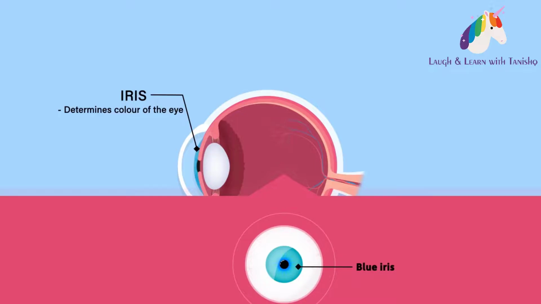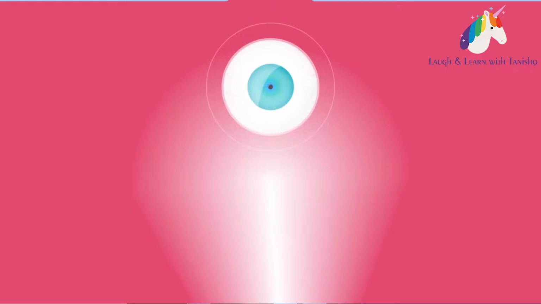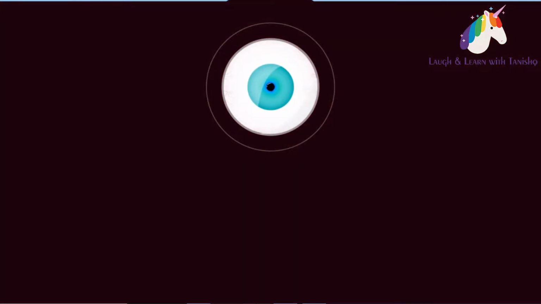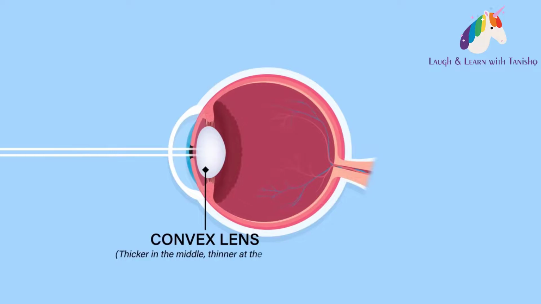The iris helps to regulate the exposure of light. There is a small opening in the iris known as pupil. It controls the amount of light that enters the eye. Behind the pupil, there is a transparent structure called a lens. By the action of ciliary muscles, it changes its shape to focus light on the retina. It becomes thinner to focus on distant objects and becomes thicker to focus on the nearby objects.